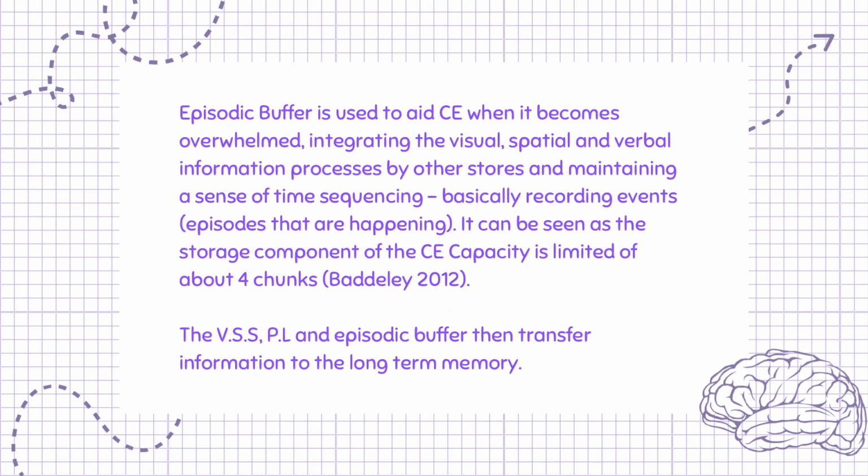Episodic buffer is used to aid the CE when it becomes overwhelmed, integrating the visual, spatial and verbal information processed by other stores and maintaining a sense of time sequencing, basically recording events, episodes that are happening. It can be seen as the storage component of the CE. Capacity is limited to about 4 chunks, Baddeley 2012. The VSS, PL and episodic buffer then transfer information to the long-term memory.